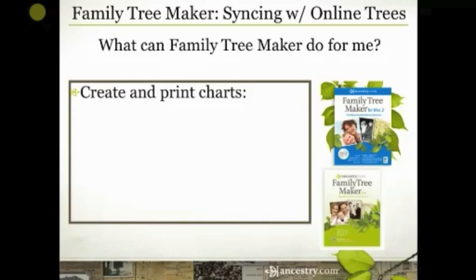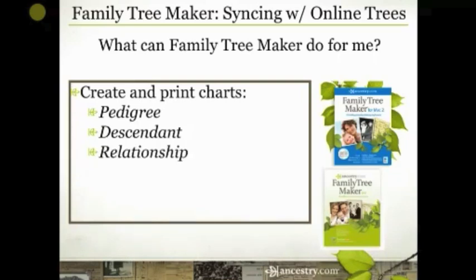But you can also do this within Family Tree Maker. And again, the charts within Family Tree Maker are a little bit more robust. You have a little bit more control over them. So you can do the standard pedigree chart, or what we usually think of as a family tree, in various configurations. You can do descendant charts, so that you start with an ancestor and print a list of all of their children and grandchildren and great-grandchildren. You can do relationship charts.